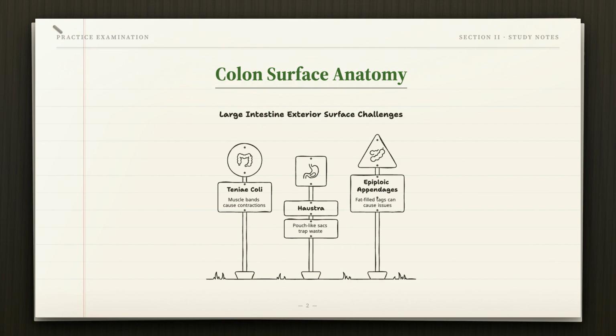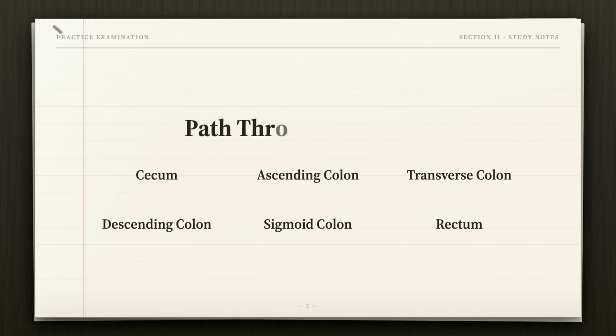Epiploic appendages are small fat-filled tags of peritoneum whose function is unclear, though one can twist and cause sudden abdominal pain. Meanwhile, Haustral contractions every half hour churn material within these pouches. A slow mixing that helps reclaim water rather than move contents along quickly.